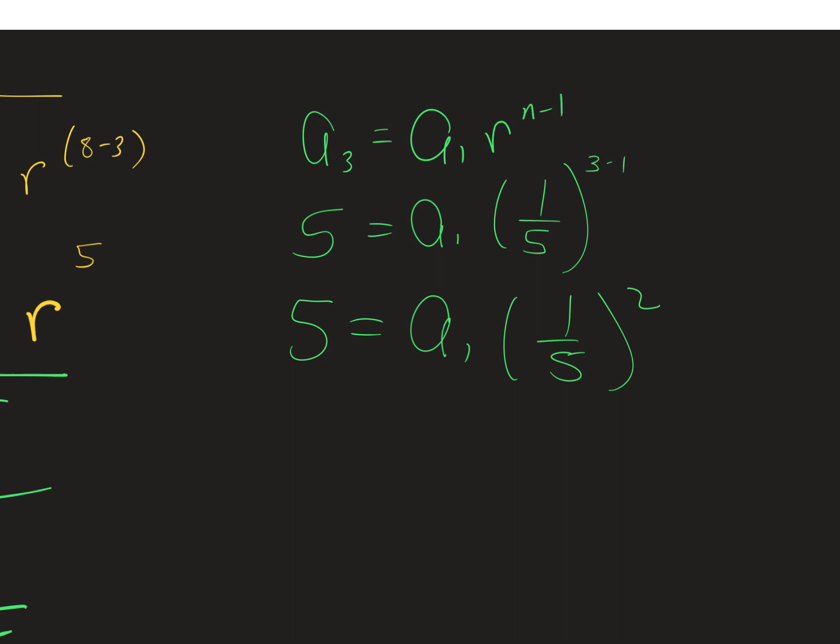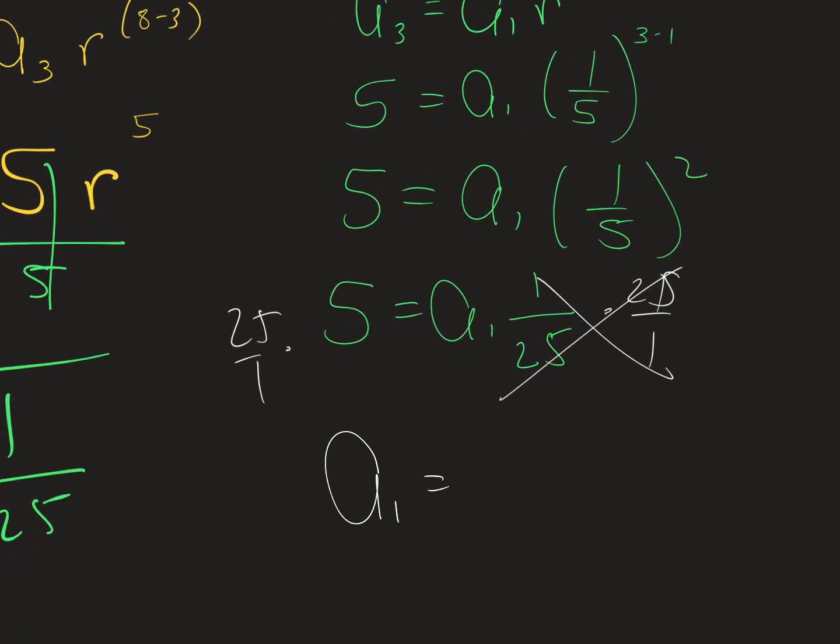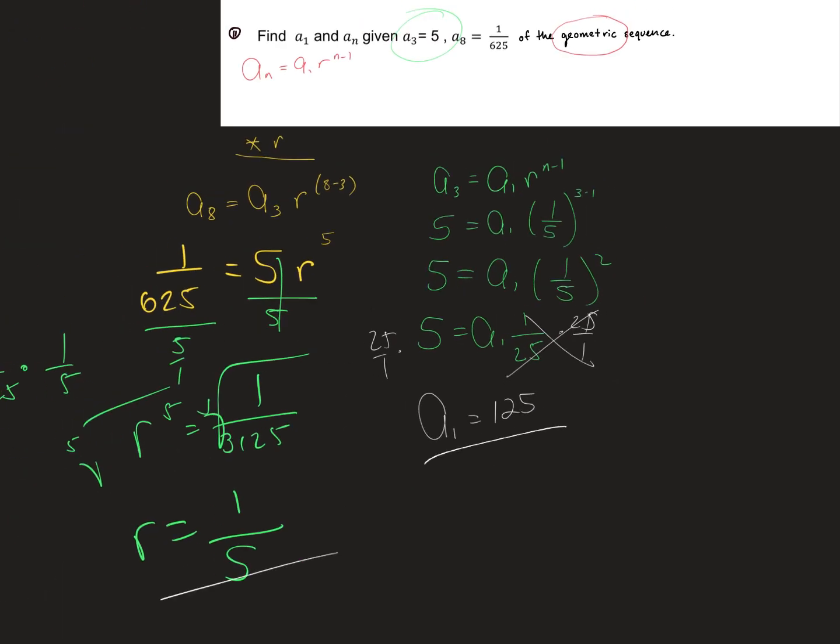Where does that 2 go? It goes to the 1 and to the 5. Now what do we do? Multiply both sides by 25 over 1. These cancel now. So what's your first term? 125. Why I wrote 127, I don't know. 125. So I now know my first term and my common ratio, so you can write your rule: a sub n equals 125 times the common ratio to the n minus 1.